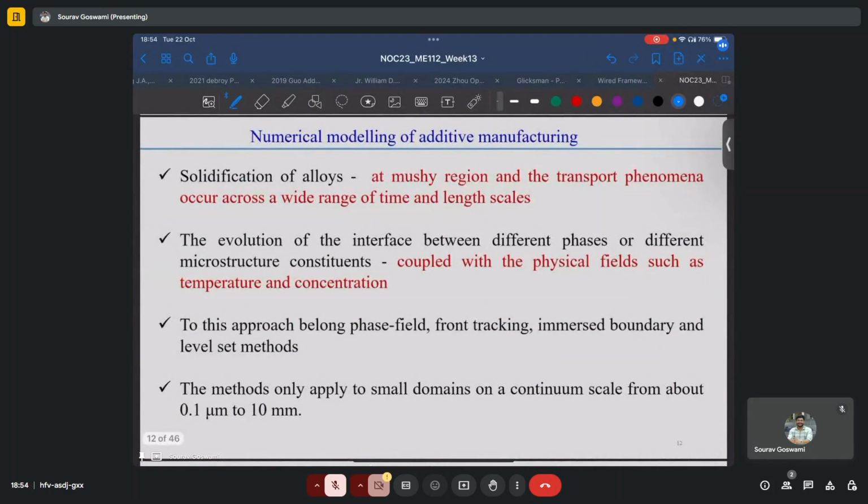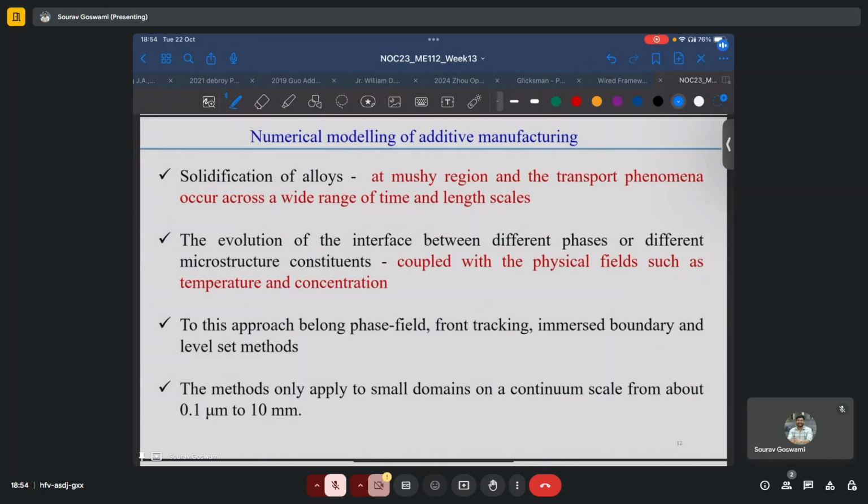Other aspects are the solidification of alloys, that is, at the mushy region, and the transport phenomenon occurs over a wide range of time and length scales. The mushy region is the region between the solid and liquid fronts where you have both solid phase material and liquid phase material.